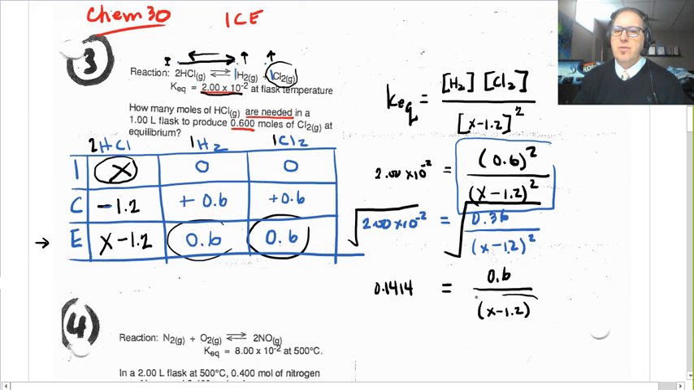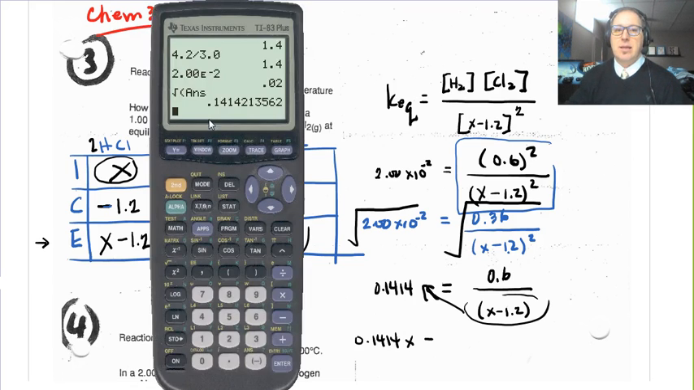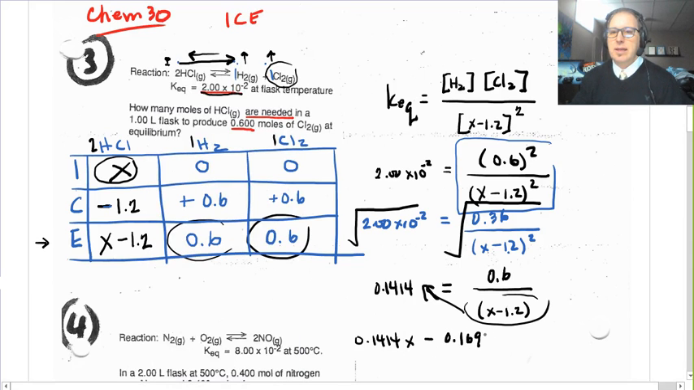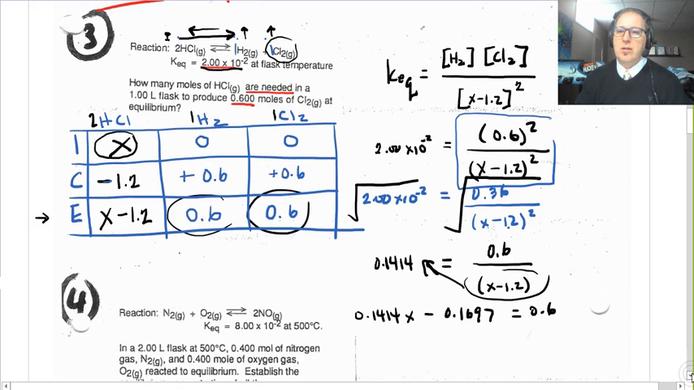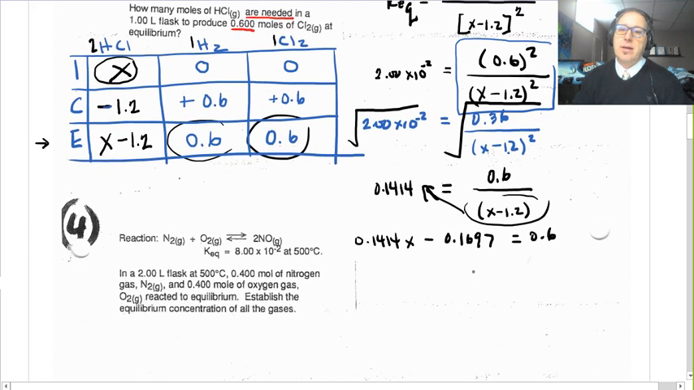So now we do have to multiply here, across the equal sign, and so I get 0.1414x minus, and I'm going to take this number and multiply by 1.2, and so that's going to be about 0.1697. 0.1697 equals 0.6. So this is great. We just have x in one spot, so we don't need to use the quadratic formula because we took the square root there before, so that's great.